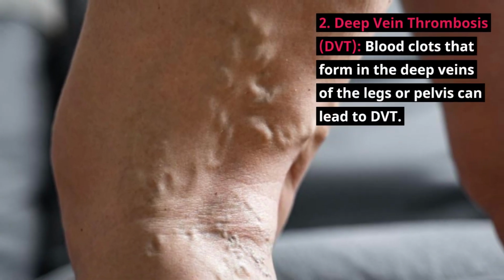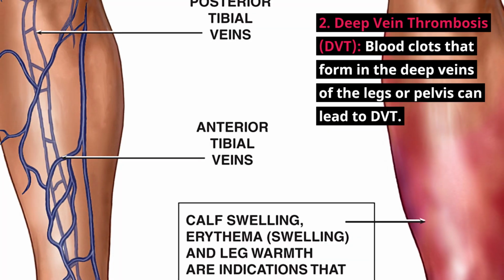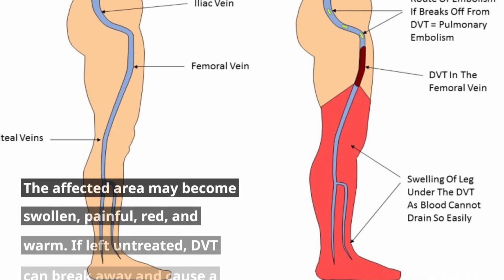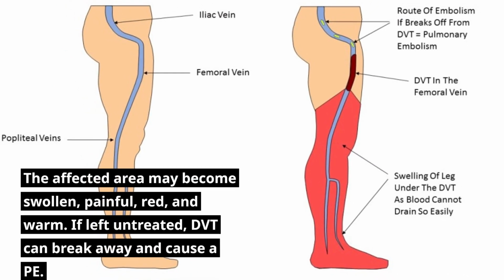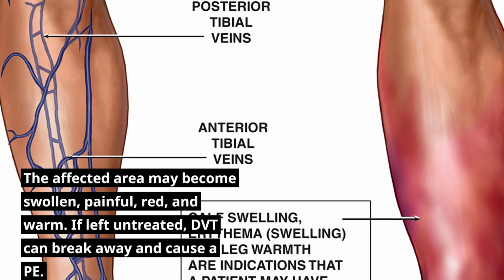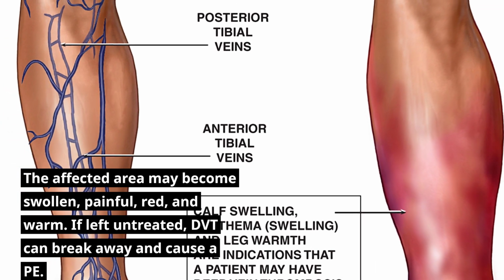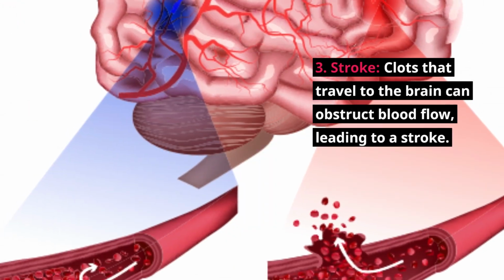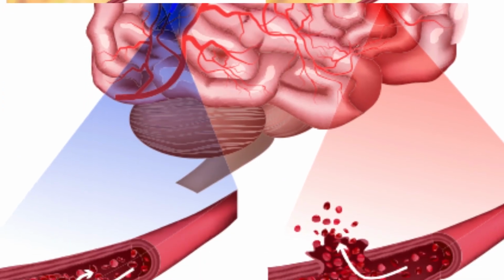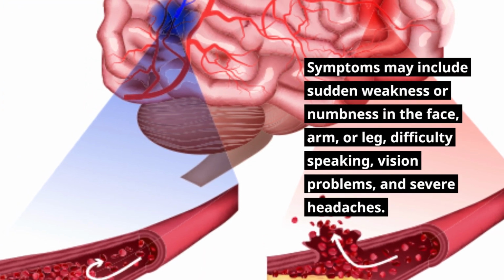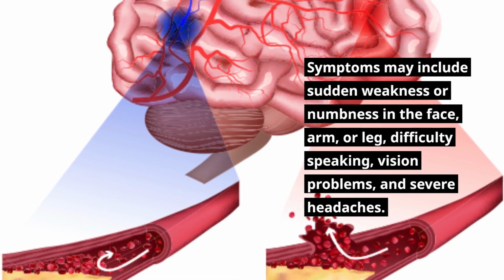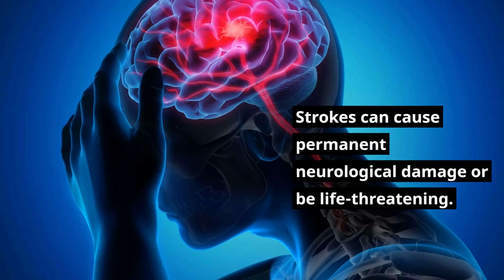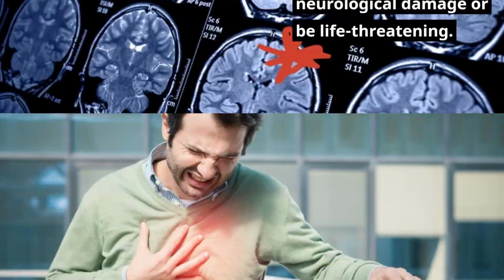2. Deep vein thrombosis, DVT. Blood clots that form in the deep veins of the legs or pelvis can lead to DVT. The affected area may become swollen, painful, red, and warm. If left untreated, DVT can break away and cause a PE. 3. Stroke. Clots that travel to the brain can obstruct blood flow, leading to a stroke. Symptoms may include sudden weakness or numbness in the face, arm, or leg, difficulty speaking, vision problems, and severe headaches. Strokes can cause permanent neurological damage or be life-threatening.